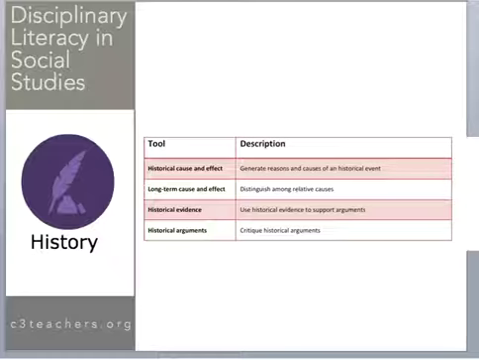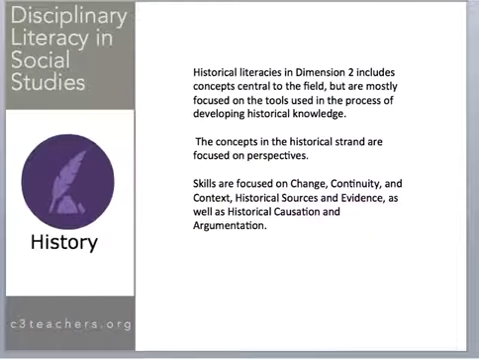This set of historical literacy skills is closely connected to dimensions 3 and 4 of the C3 framework's inquiry arc, where students are expected to use evidence to support arguments and then critique those arguments, as represented in dimension 4. In summary, historical literacies in dimension 2 include concepts central to the field, but are mostly focused on the tools used in the process of developing historical knowledge.